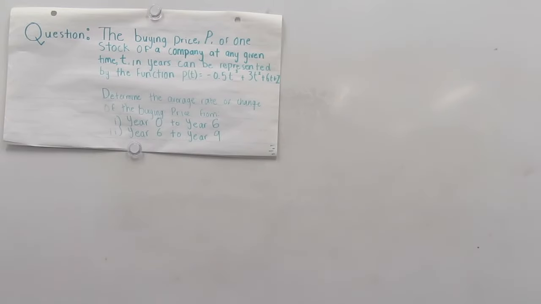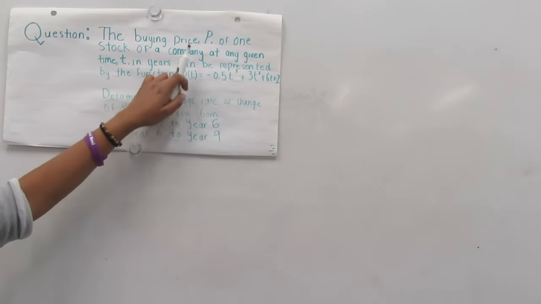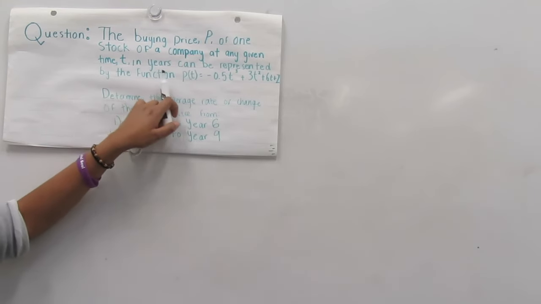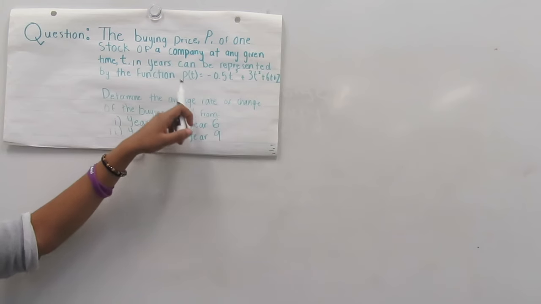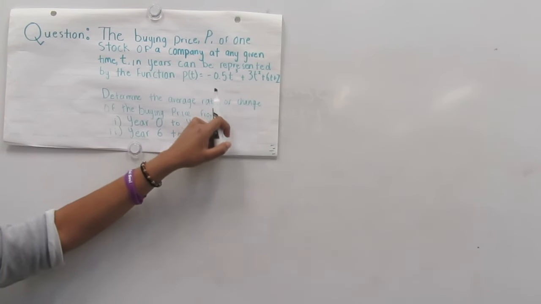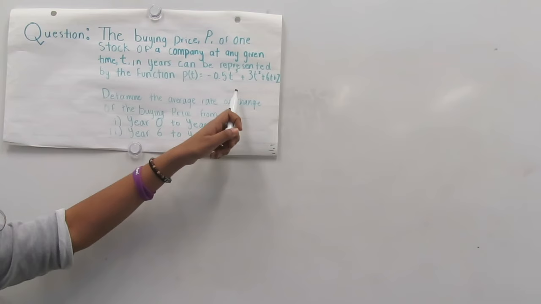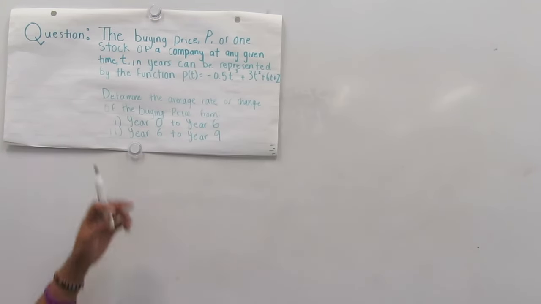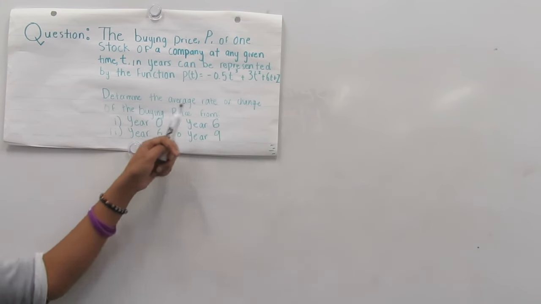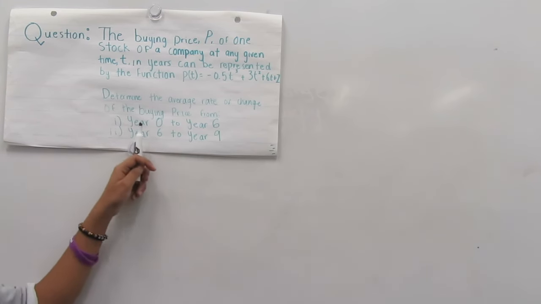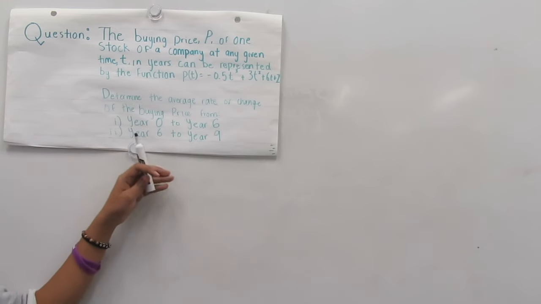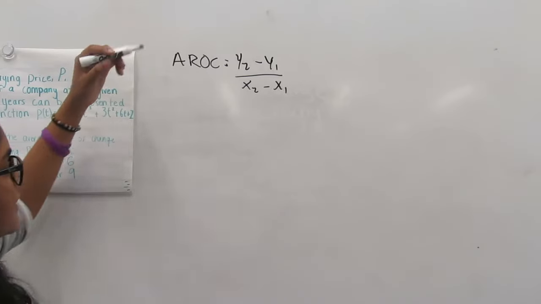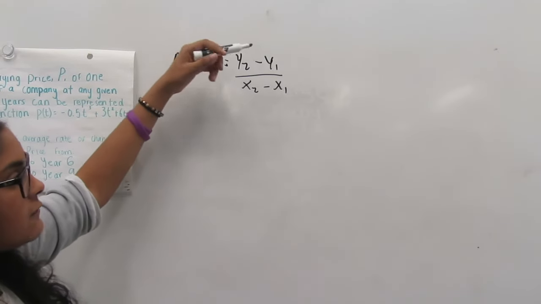The question for AROC is: the buying price, P, of one stock of a company at any given time, T, in years can be represented by the function P of T is equal to negative 0.5T cubed plus 3T squared plus 6T plus 2. Determine the average rate of change of the buying price from 1, year 0 to year 6, and 2, year 6 to year 9.